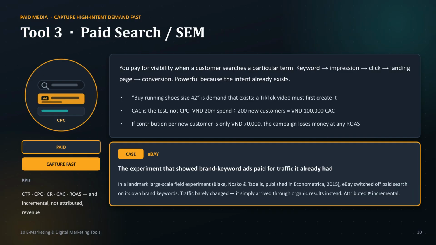Tool 3 is paid search. It captures high-intent demand fast. But beware. eBay once proved that many brand keyword ads were paying for traffic they would have received anyway. Always measure incremental gains, not just attributed ones.